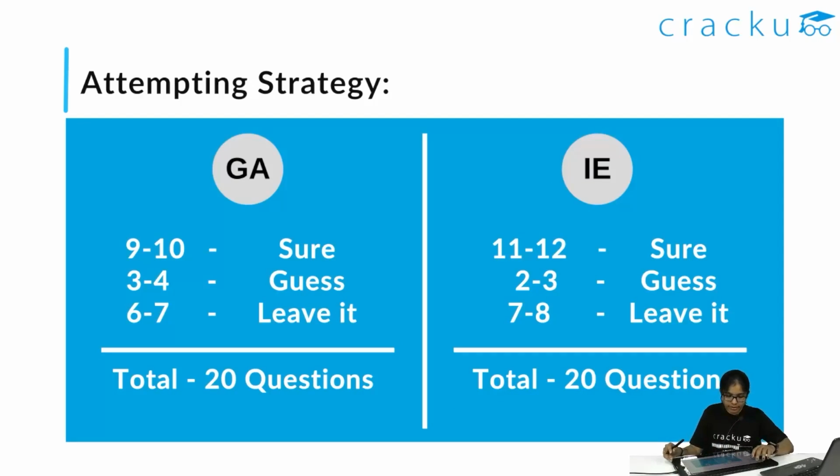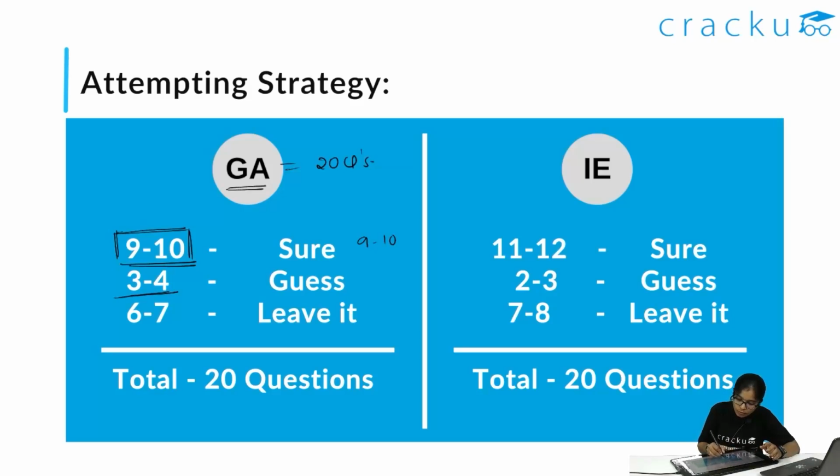And next, let's see the attempting strategy. First, let's see the general awareness section. In general awareness, as I said, we'll be getting 20 questions, right? Try to attempt at least 9 to 10 sure shot questions, where you know the answer correctly, so that you score at least 9 to 10 correct answers.